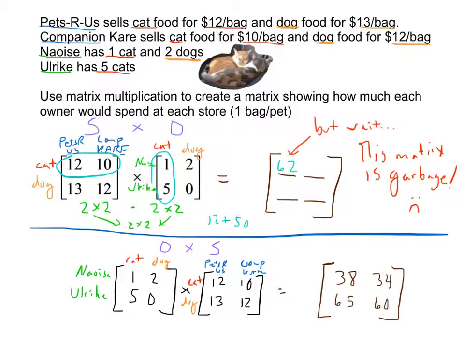Now, what are the row and column labels for this? Well, these are the ones that matched up. I borrow these other ones. The original row labels become the new row labels, and the original column labels for the second matrix become the new column labels. And this tells us clearly that Nisha pays $38 at Pets R Us, Nisha's going to pay $34 at Companion Care, Urika's going to pay $65 at Pets R Us, and only $60 at Companion Care. So it looks like that's the better one for the 2 of them.